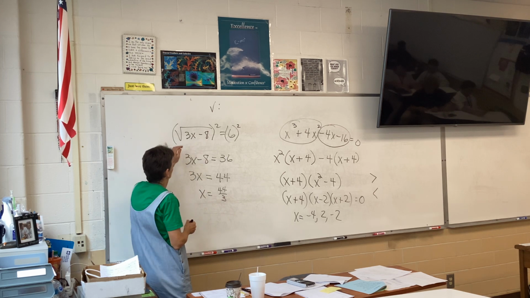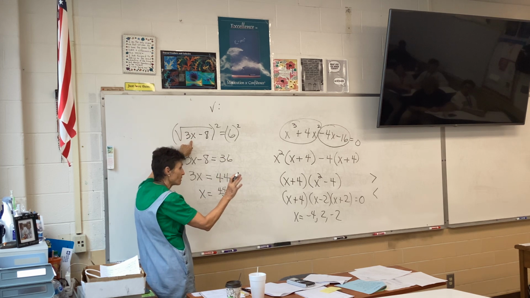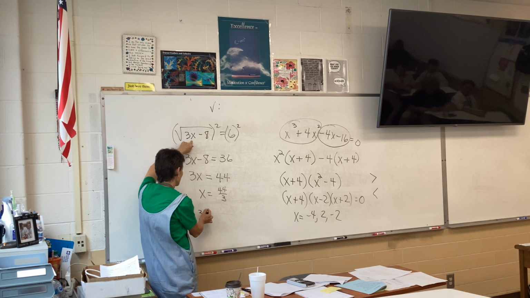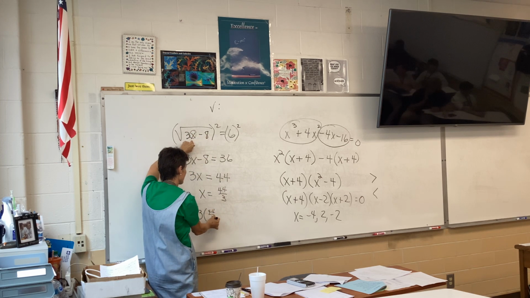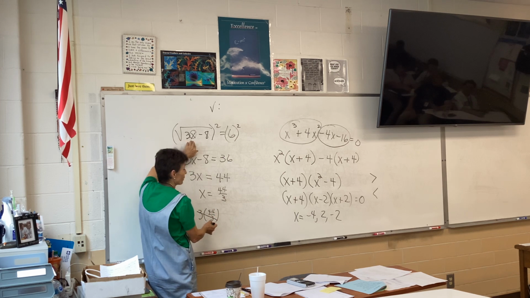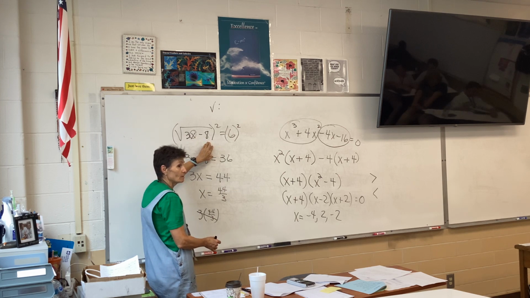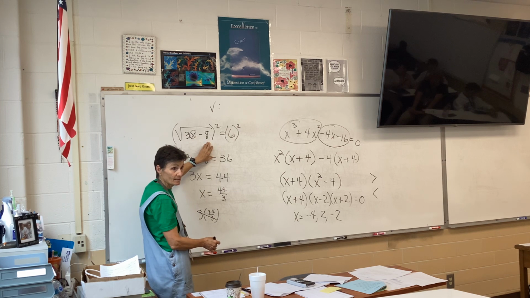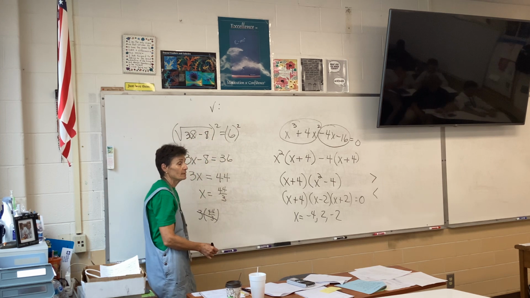Now, let's go back to the original problem. Don't panic. What happens when you put 44 thirds there? What's 3 times 44 thirds? So it's 44 minus 8, which is 36. And what's the square root of 36? 6. It checks.